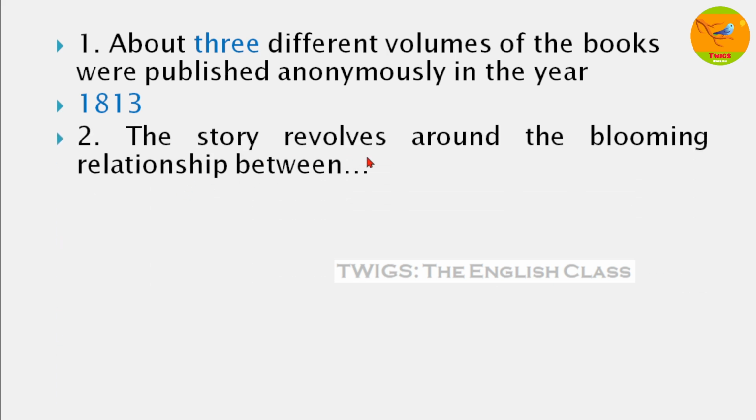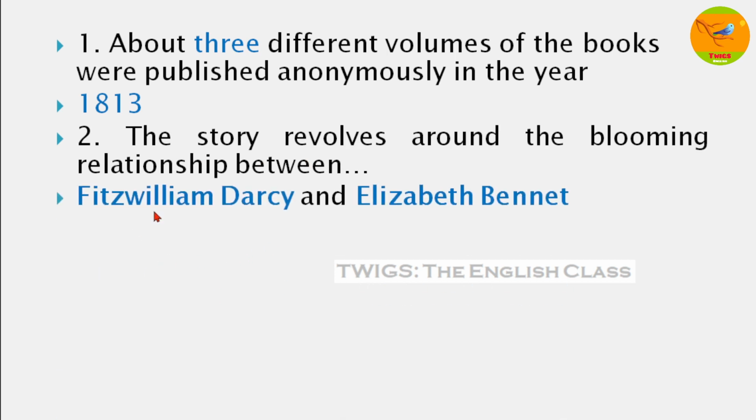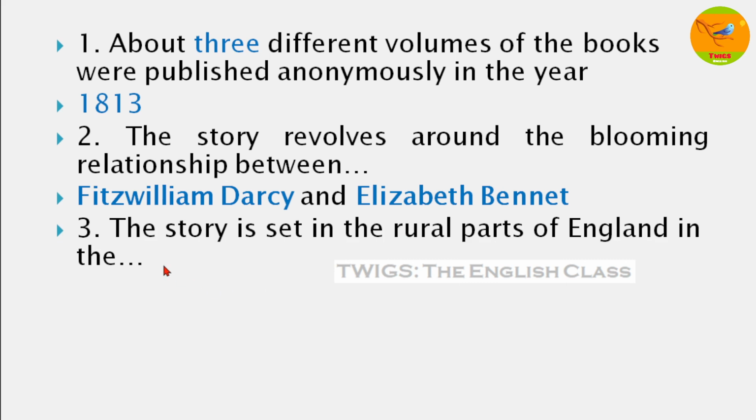Next. The story revolves around the blooming relationship between Darcy and Elizabeth. Darcy means Fitzwilliam Darcy and Elizabeth Bennet. Next, the story is set in the rural parts of England in the 19th century. The 19th century rural England has been portrayed in the novel by Jane Austen.